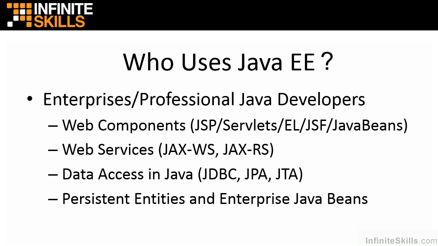We also have the data access tier in the Enterprise Edition, which gives us our JDBC connectivity, which we'll use in this course as well. And there are two other things going along with that we won't touch on in this course, but you can look into after you've learned about the tools in this course, which is the Java Persistence API and the Java Transaction API. And then there's the business tier, which has persistent entities and enterprise Java beans.